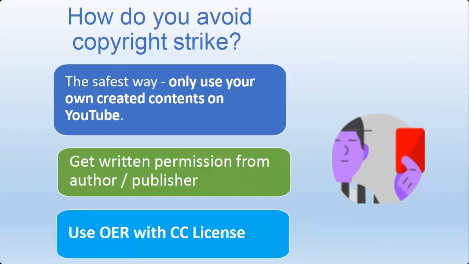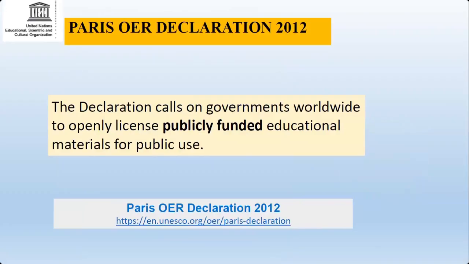Go on. So how do you avoid copyright infringement? The consequences are very heavy. So the safest way, of course, is to use your own created content, for example in YouTube. Get written permission from the author or publisher. It's a good habit. Another one is to use OER with CC license. So that's how important this topic I'm discussing with you right now is, to be able to avoid copyright problems. Okay, go on.